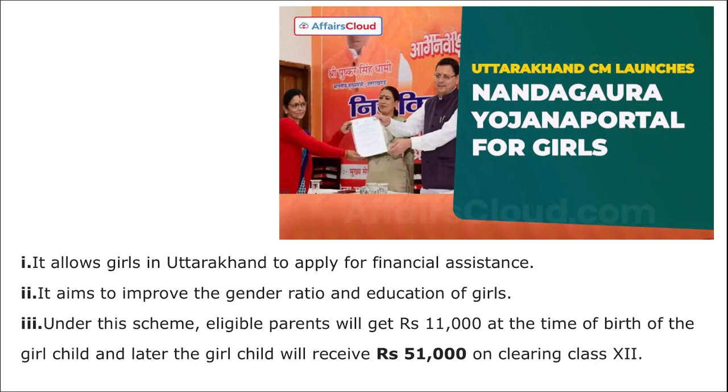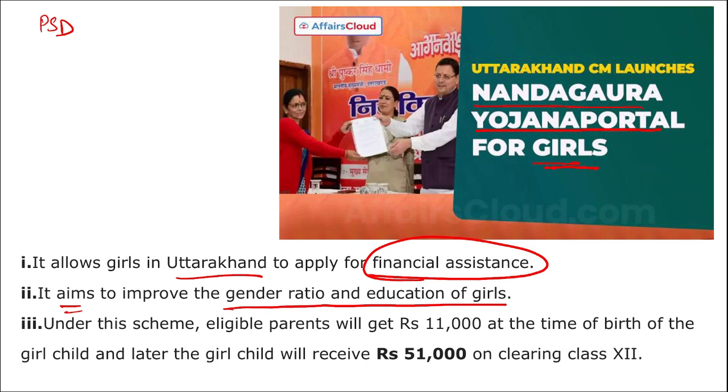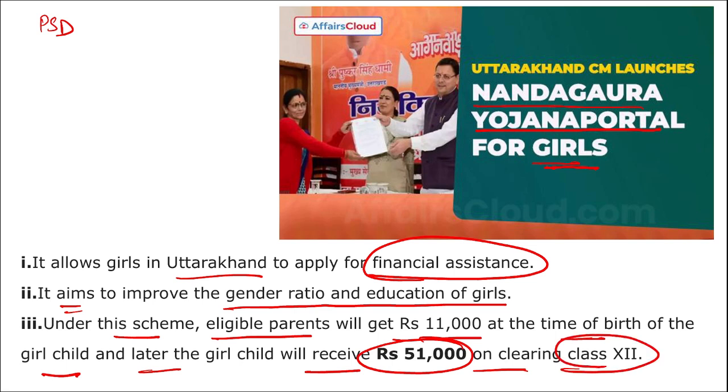Recently, Chief Minister of Uttarakhand Pushkar Singh Dhami launched the Nanda Gora Yojana portal. This is an online facility. Portal means a website, right? So this Nanda Gora Yojana portal was launched specifically for girls, right? It is an online facility that will be available to about 50,000 girls who are permanent residents of Uttarakhand, right? This portal will allow girls in Uttarakhand to apply for financial assistance. It aims to improve the gender ratio and education of girls, and under this scheme, eligible parents will get 11,000 rupees at the time of the birth of a girl child, and later the girl child will receive 51,000 on clearing class 12th, right?